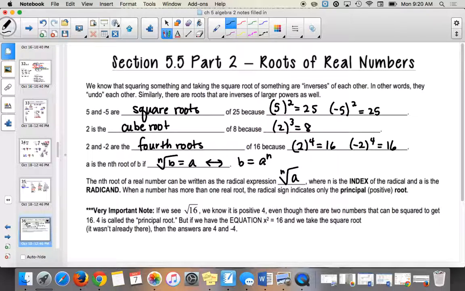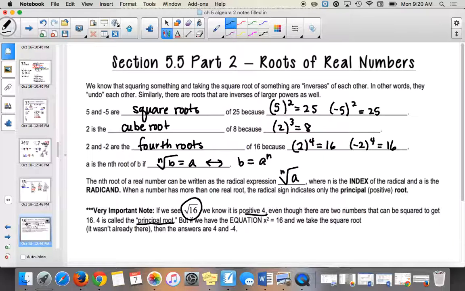All right, it says when a number has more than one real root, the radical sign indicates only the positive root or the principal root. Okay, so this is very confusing for students. So we're going to talk about some confusing things in this section. This is why we had a little preview of this section. So it says if we see the square root of 16, the square root of 16 is 4. Okay, but I just told you that the square root of 16 was really plus or minus 4, so that's kind of confusing. Okay, so if I see just the square root of 16, it is positive 4. Even though there are actually two numbers that can be squared to get 16. 4 is what we call the principal root.